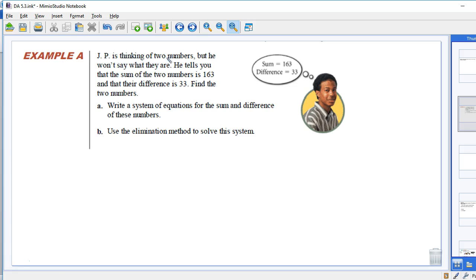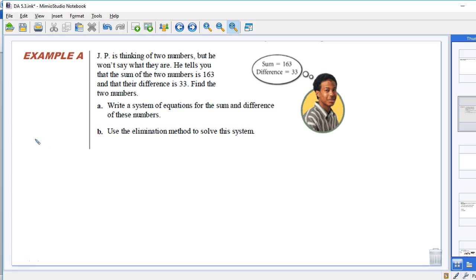So JP is thinking of two numbers, but he won't say what they are. He tells you that the sum of the two numbers is 163 and that their difference is 33. Find the two numbers. So part A, write a system of equations for the sum and difference of these numbers, and part B, use elimination method to solve this system.